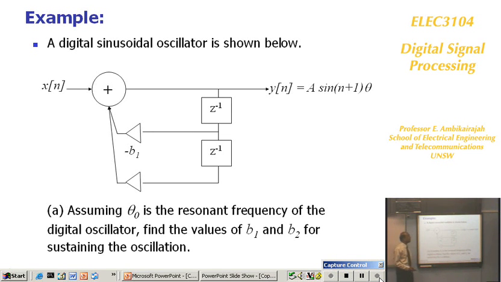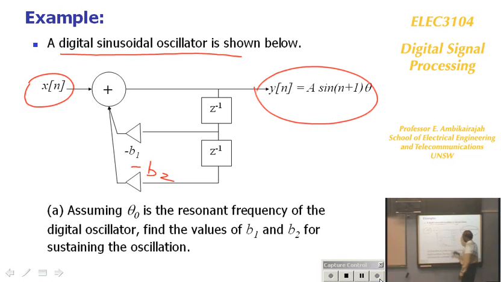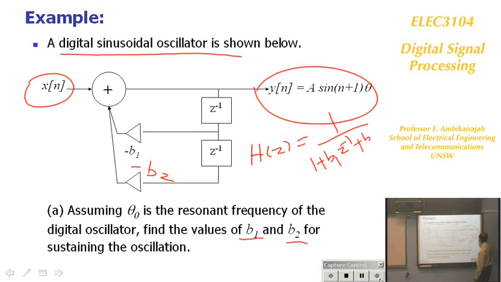Here is a digital sinusoidal oscillator, and it's given here, the input, and this is minus B2, and this is your output that you want. You've been asked to find the values of B1 and B2 for oscillation. That's very easy. You write the transfer function first, which will be equal to 1 over 1 plus B1 z to the minus 1 plus B2 z to the minus 2.